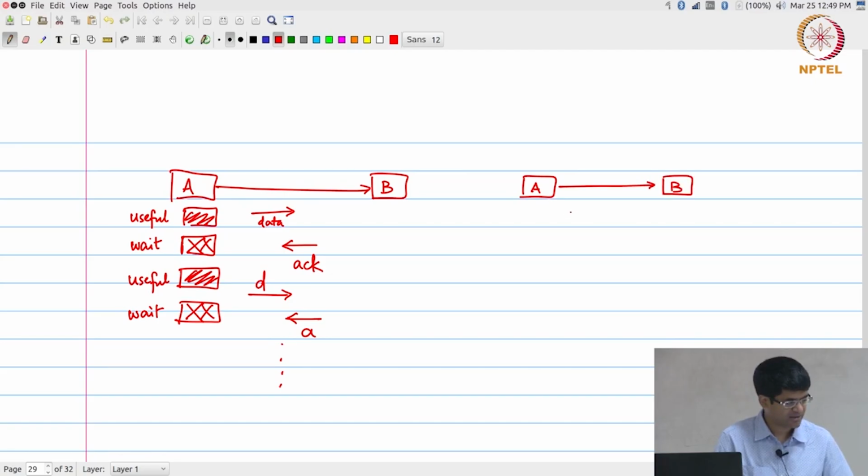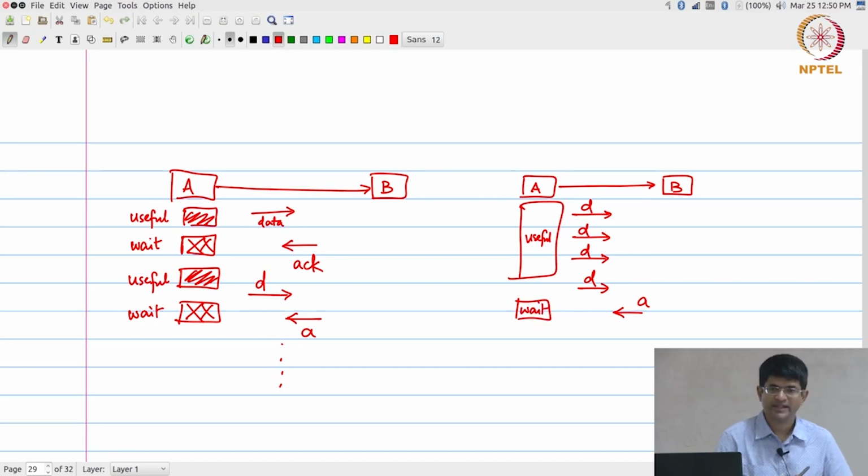as you can imagine, right, send data, send data, send data, send data, right, and finally this one sends an ACK, right. So, all this becomes useful and this becomes waiting, right, overhead reduced.